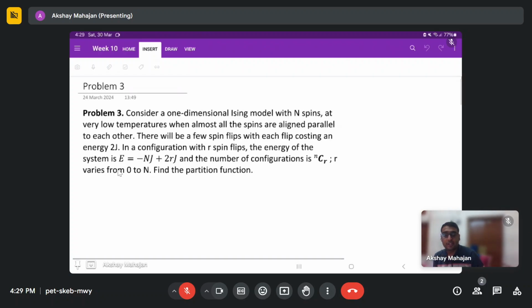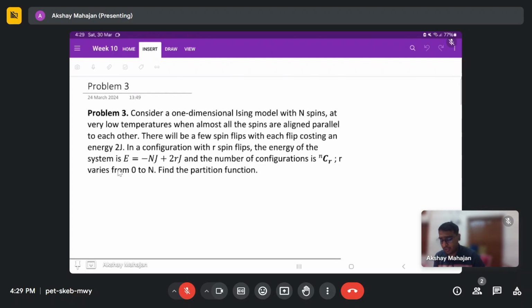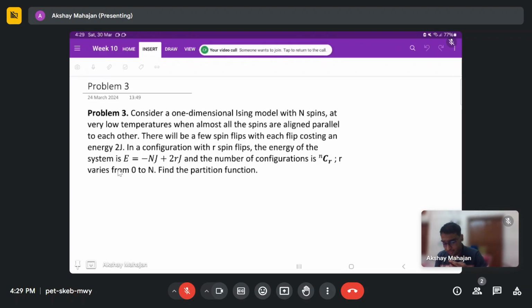Let's start from problem number 3 again. Consider a one-dimensional Ising model with n spins at very low temperatures when almost all the spins are aligned parallel to each other. So we are considering that at very low temperature they are all in a ferromagnetic order, all the n Ising spins in a one-dimensional chain, a 1D Ising model.